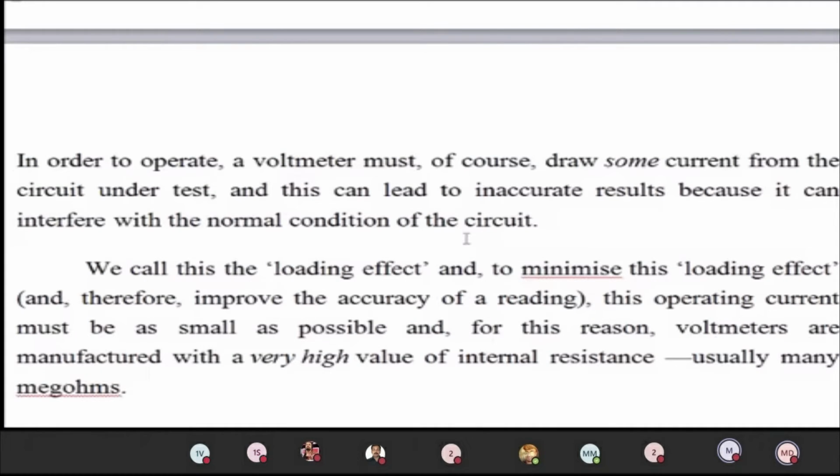So from this we can come to a conclusion. Ammeters have very low resistance and should be connected in series with the circuit, and voltmeters have very high resistance to avoid the loading effect, and should be connected in parallel with the load.